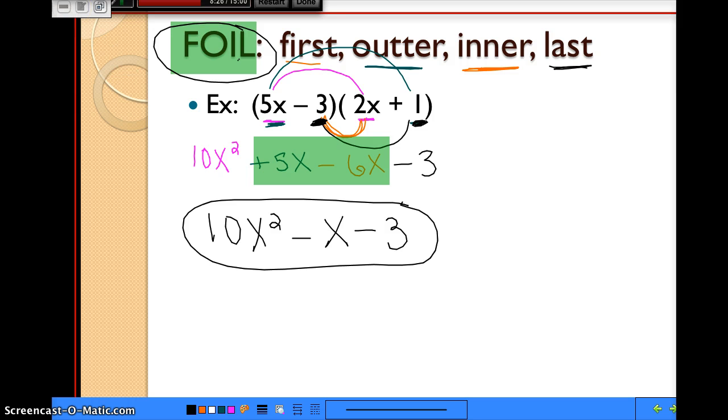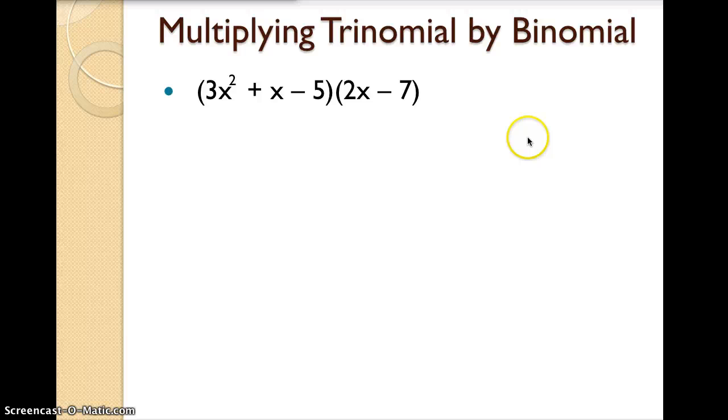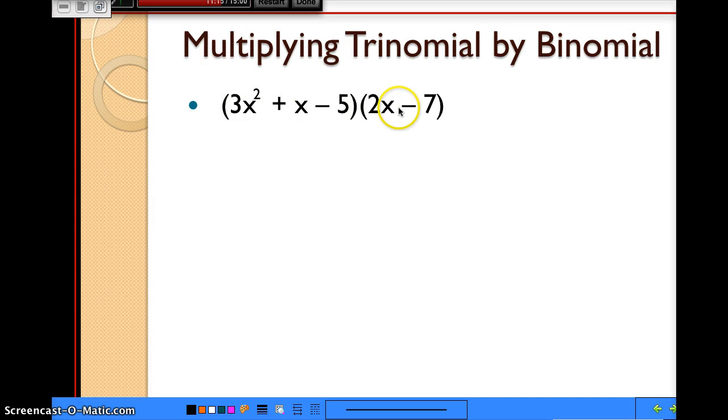Okay, so that's FOIL. All right, this one, I'm going to tell you how to do it, and then put me on pause and see if you can go ahead and do it. Okay, and then you can resume. Realize that this is a trinomial and this is a binomial. So we don't use FOIL, which is what we just talked about. FOIL is really only meant for binomials times binomials. But regardless of that, we're still doing the distributive property.